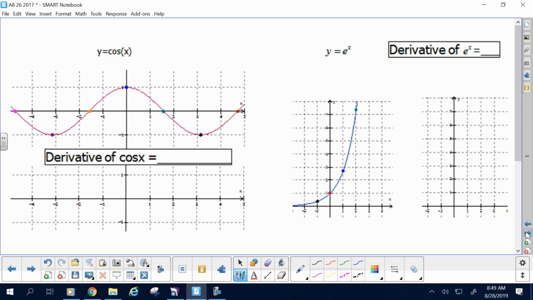This one makes sense. If the derivative of sine is cosine, then it would make sense that the derivative of cosine is sine. And of course that's not right. So try it anyway. If you're not clear on what you should be doing, just let me know. You're just trying to estimate slopes and record them right below.